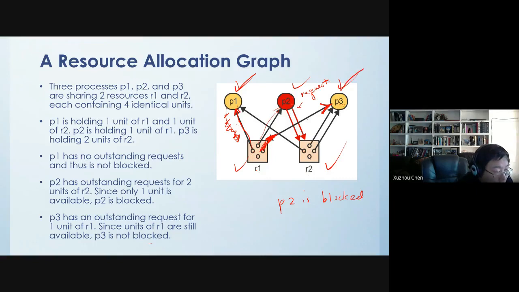So only P2 is blocked. And hopefully, P2 will not be blocked for long because P1 can finish, or P3 can finish and release both of these resources. So in this case, two processes are not blocked. One process is blocked, but there's no deadlock, right? Deadlock is kind of like a circular waiting.